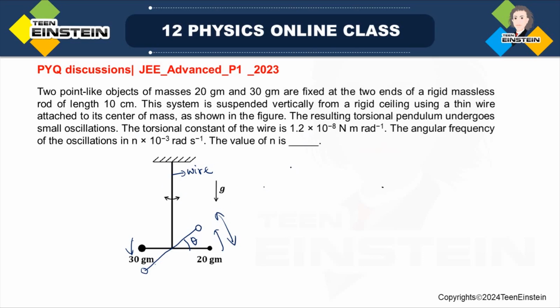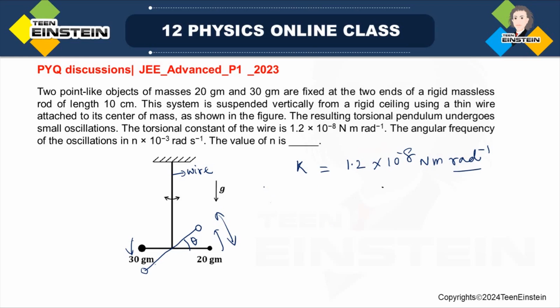The torsional constant of the wire is given. So torsional constant K is given as 1.2 times 10 to the power minus 8 newton meter per radian. From this unit you can understand that since this is rotational oscillation, the force equivalent will be the torque. So the torsional constant is actually the torque required per unit angular displacement. This is K, torque by theta. So that's how the unit has come here.